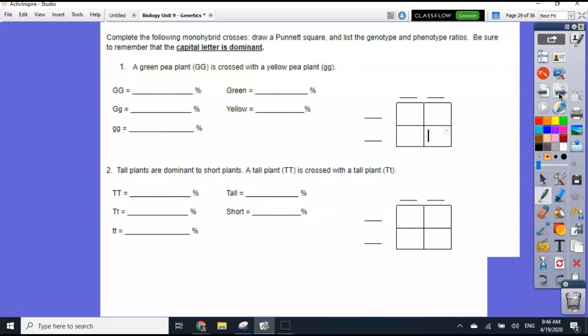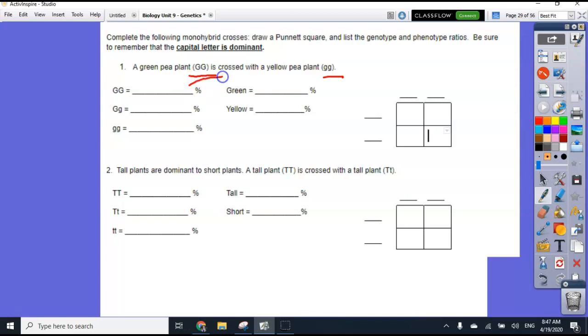Okay. And we're going to be working on this. I'll do the first couple with you. Okay, so it gives you the parents, right? Remember what we do with the parents? It says a green pea plant is crossed with a yellow pea plant. So what do we do with the parents? One parent goes down the side, one parent goes on the top.